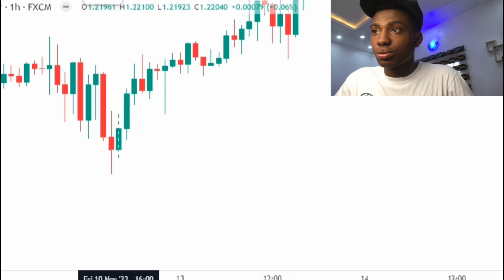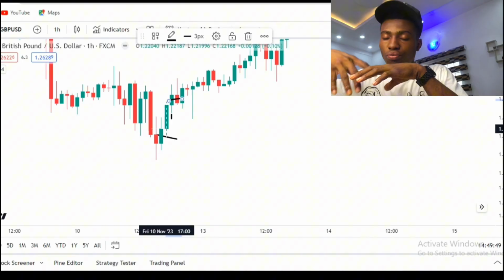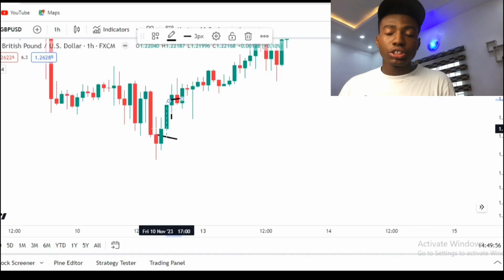Okay, so now if you look in this area right now, we could see the three white soldiers. You could see one, two and three. Remember, whenever we're seeing a candlestick like this, it's majorly about trend change. Like it completely changes the trend of the market.